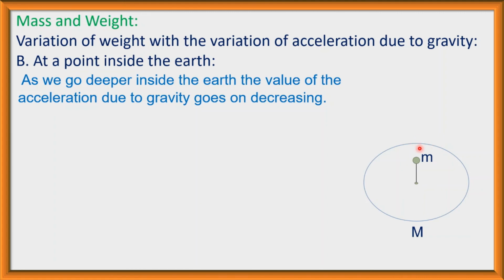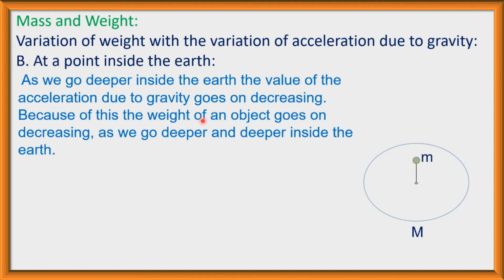So at the surface of the earth, the value of g is maximum. If we move to a higher height, then the value of g will be decreased. Also, if we move deeper to a certain depth, then the value of g will be decreased. So the maximum value is on the surface of the earth. If we move in this direction, the value of g will be decreased, and also if we move in this direction, the value of g will be decreased also.